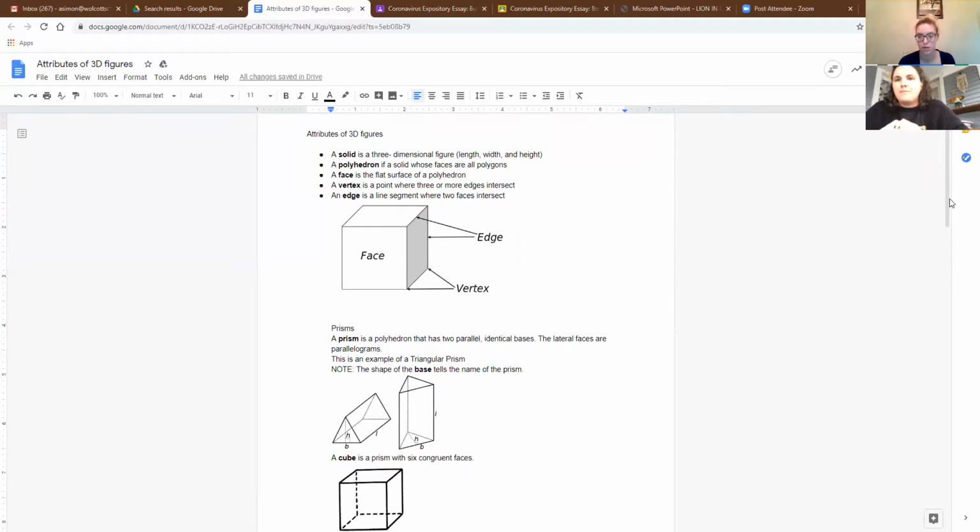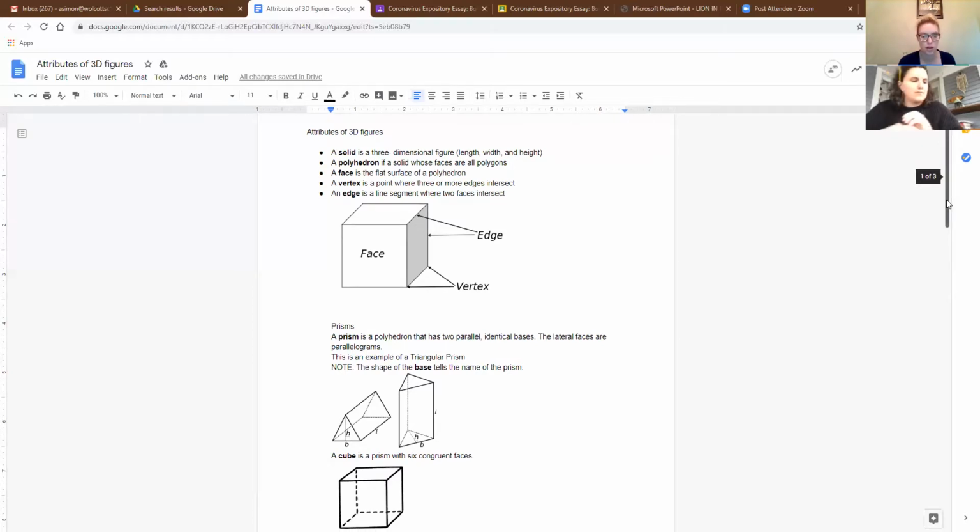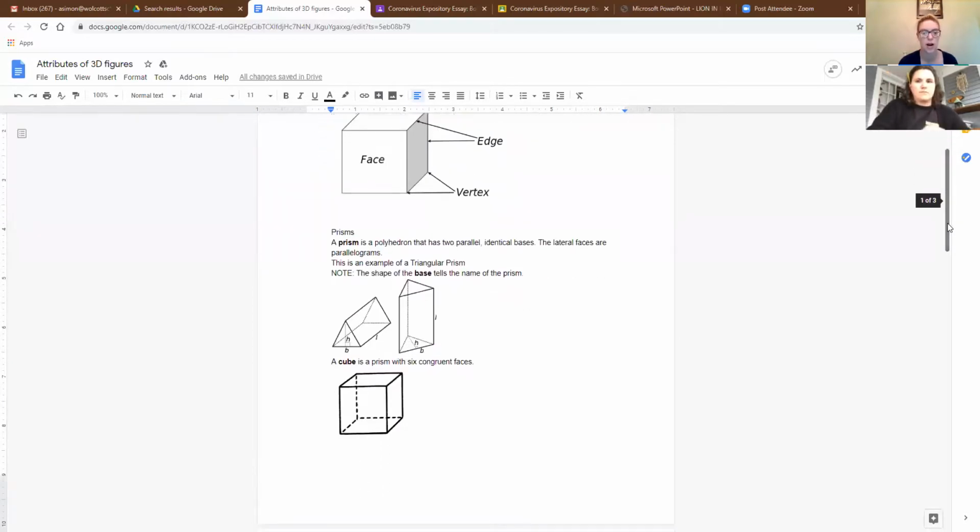All right, so the first type of shape that we're going to talk about is prisms, okay? We've learned about prisms before. We talked about prisms when we were talking about volume, okay?